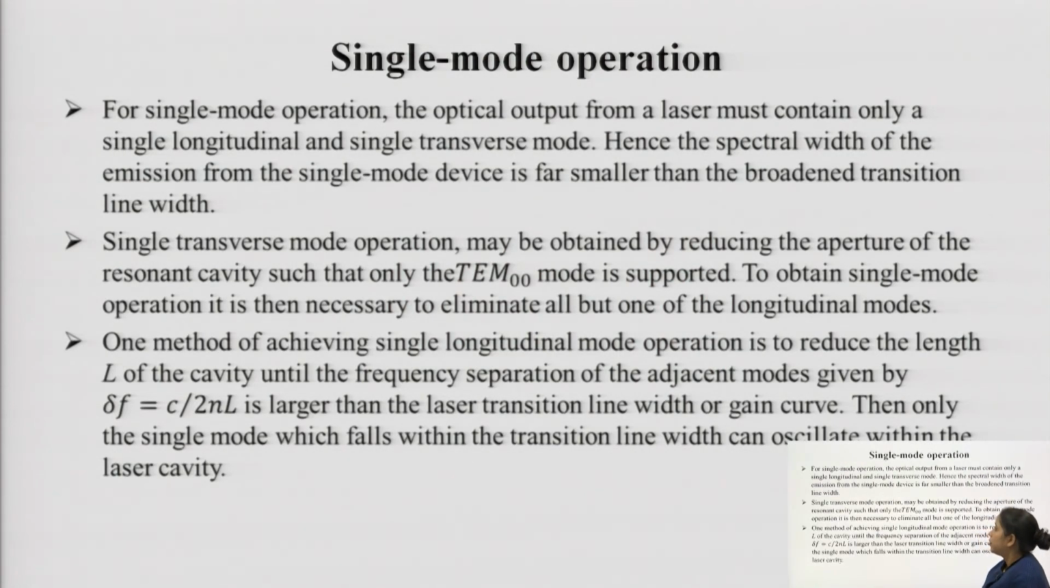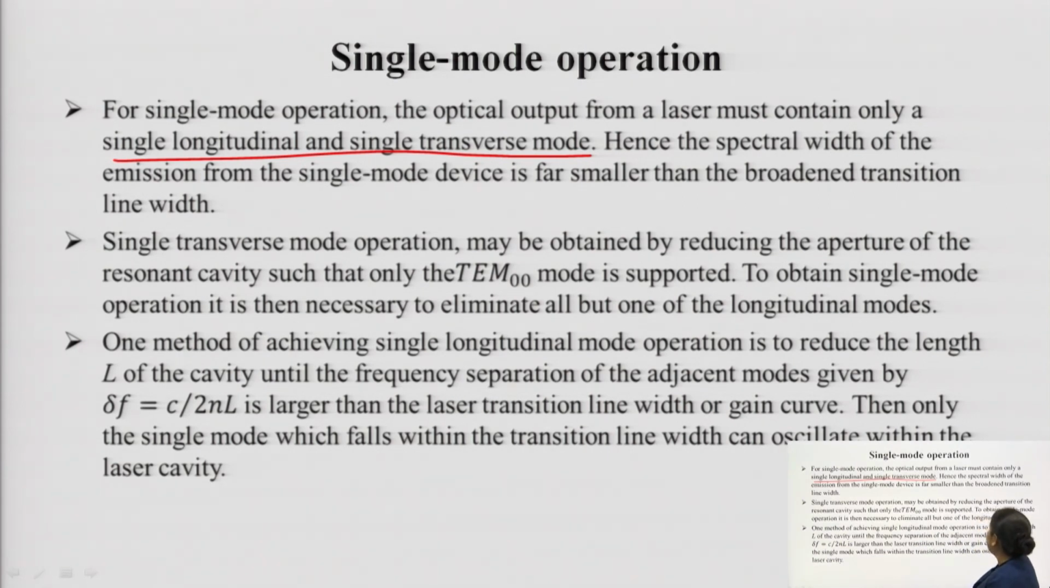Now, the single mode. For single mode operation, the optical output from a laser must contain only a single longitudinal and a single transverse mode. What we are saying is that we have seen that in a laser there exist multiple modes, and that means multiple wavelengths. But for single mode operation, we require a single longitudinal or transverse mode.